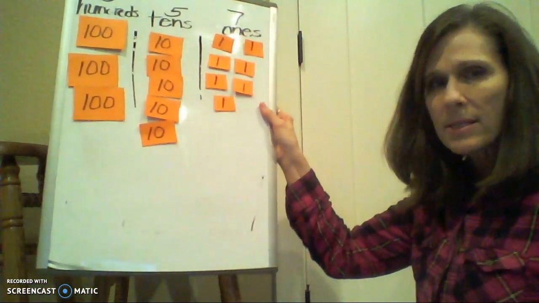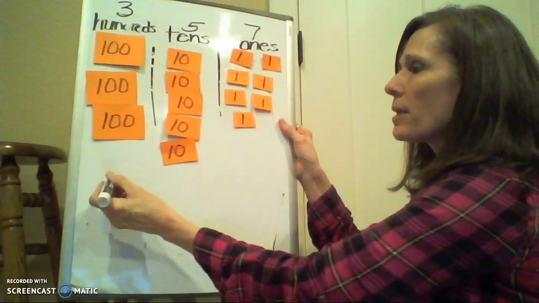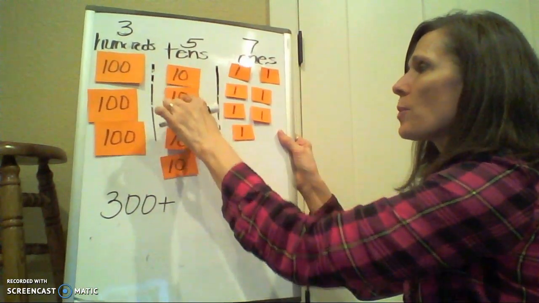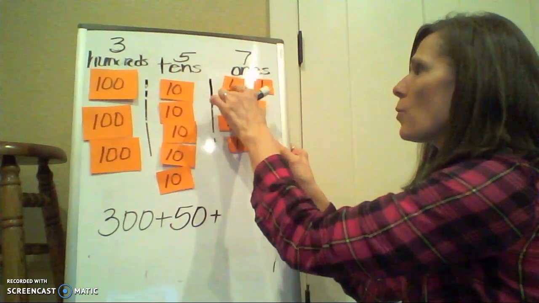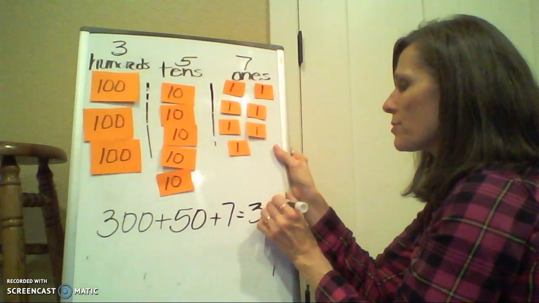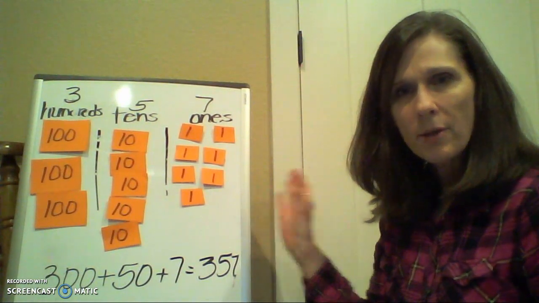So here, this is how I would write it in expanded form, right? 100, 200, 300, 300 plus 10, 20, 30, 40, 50, 50 plus 1, 2, 3, 4, 5, 6, 7 equals 357.